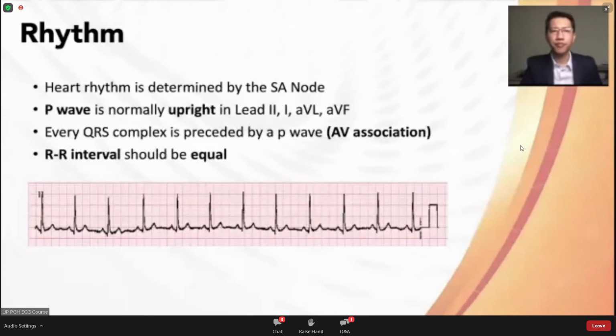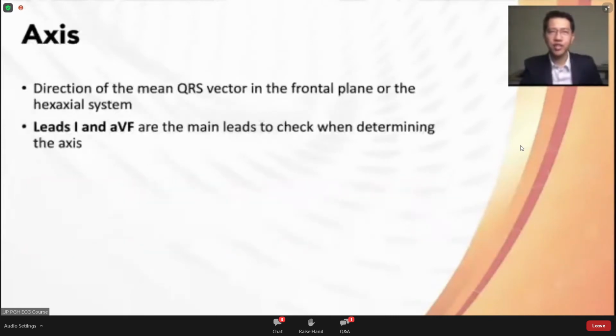For rhythm, heart rhythm is basically determined by the SA node. What should you see? P waves that are consistent, normally upright in the leads that I mentioned earlier, 2, AVL, AVF, and every QRS complex should be preceded by a P wave, and this is called atrioventricular association. And finally, the RR intervals should be equal.